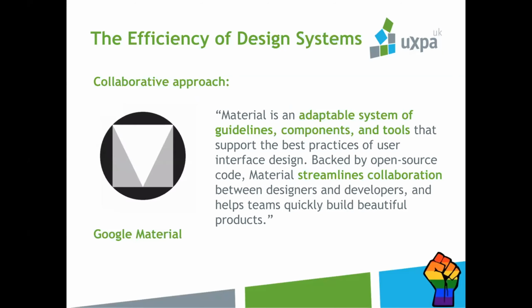So I started looking at very popular design systems. For example, Google Material. Google says that their Material design system is adaptable and inclusive of guidelines, components, and tools. Their goal is for those three things to support best practices for their UI design. It's open source code, and the main fundamental goal is to streamline collaboration between designers and developers and to help teams quickly build beautiful products. So I like to lump Google Material as having a collaborative approach towards design systems.